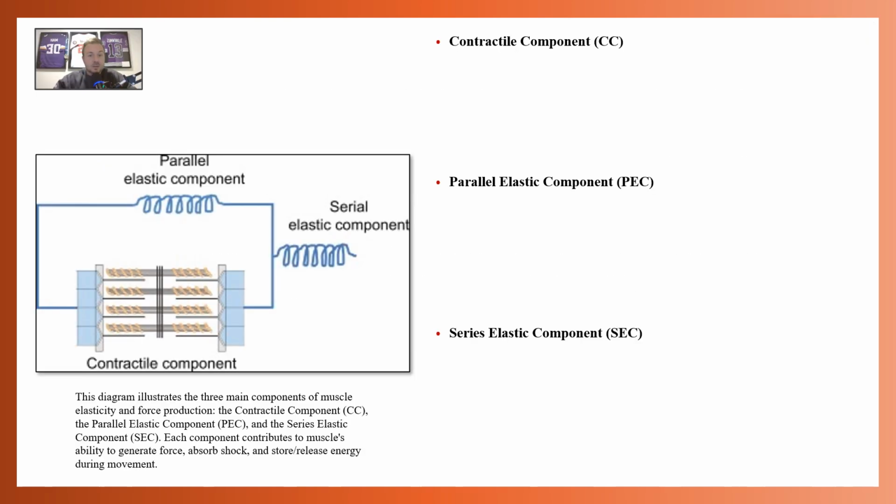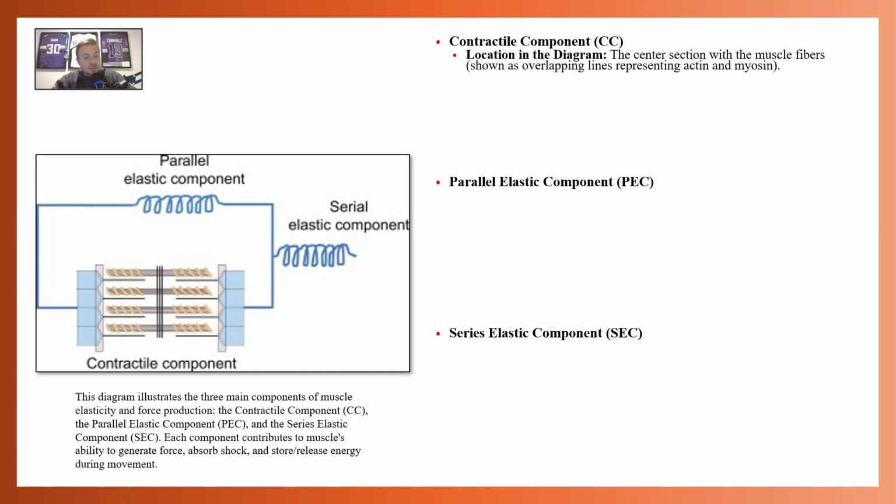Here is what I mean when we try to break this down. The CC is the contractile component. The PEC, again, is the parallel elastic component. And the SEC is the series elastic component. We can see this on the picture on the very left. This diagram illustrates the 3 main components of muscle elasticity and force production. Each component contributes to the muscle's ability to generate force, absorb shock, and store or release energy during movement.